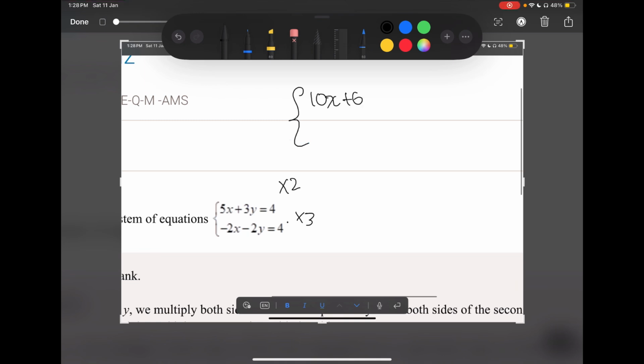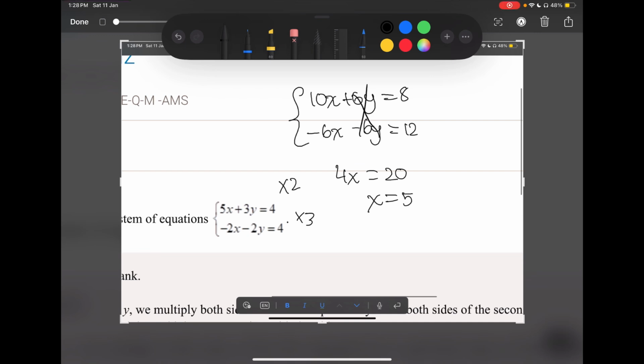So 10x plus 6y equals 8, and negative 6x, sorry, minus 6y equals 12. Okay, cancel out the y. 10x plus negative 6x is positive 4x equals 20. X equals 5.